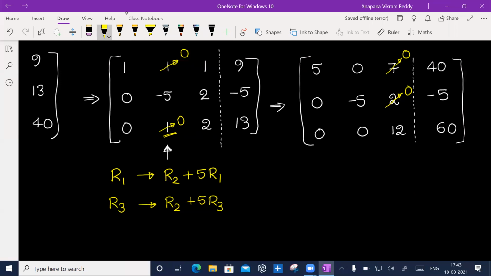Very good, excellent. Now, for some thinkers like me, I want everything clear. Otherwise, I can't understand things that easily. Now, what is my first goal here? I have to make this 7 as 0. I want to make this fellow 0. And this fellow, I also want to make 0.